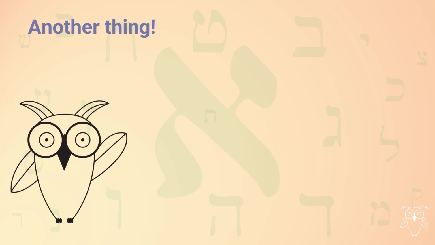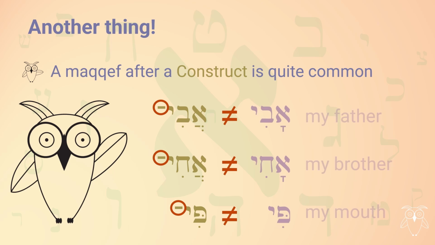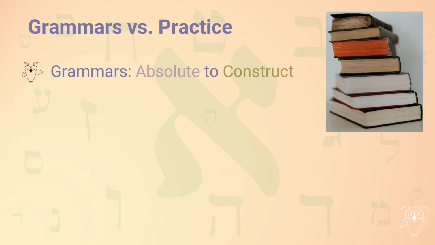Oh, and one more thing. Though it is not obligatory, it is not at all uncommon to see a maqqef after a construct noun. This is especially helpful if the form of the construct noun is identical to the absolute form, or in the case of words like father or brother or mouth, which are very similar or even identical to my father, my brother, and my mouth. Though we will discuss possessive suffixes in a future video.